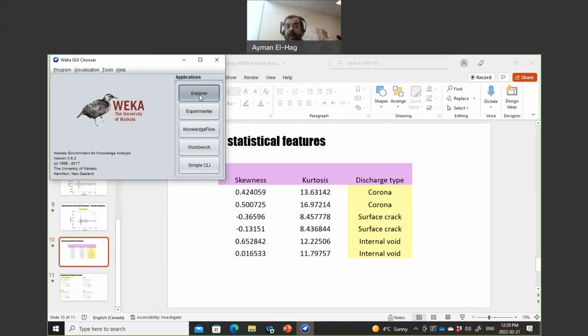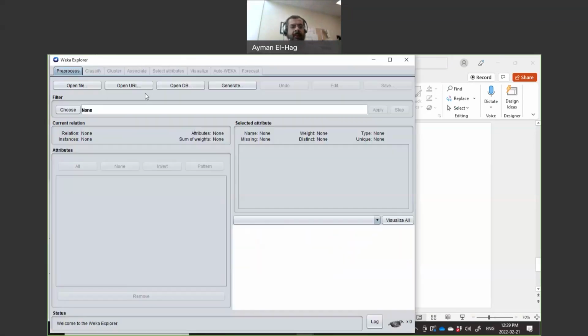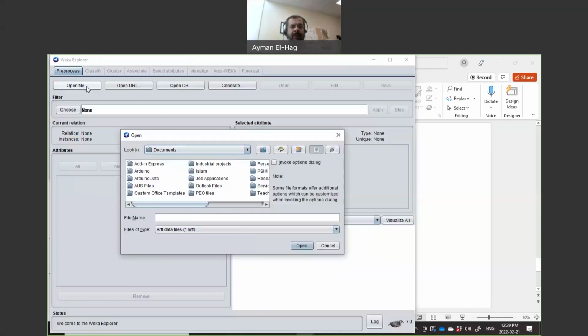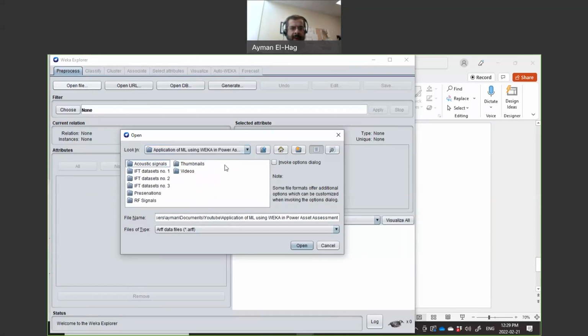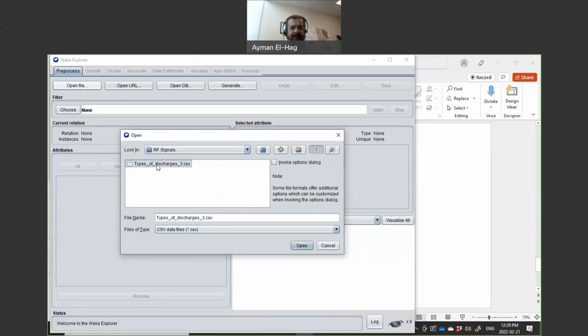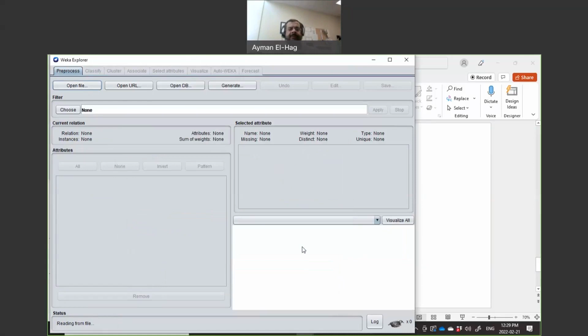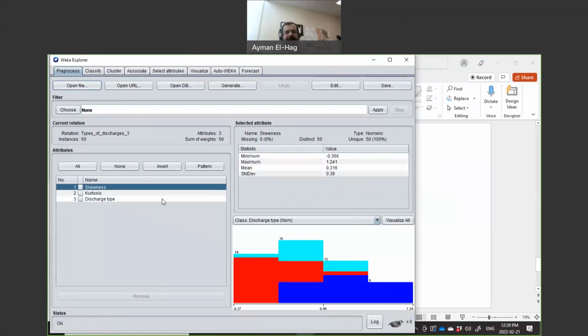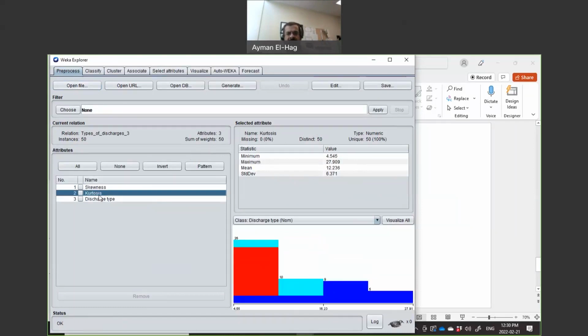So we will choose Explorer as usual, and then we will open the file. Okay, select our file. Our file is here. So we'll have here the RF signal. Choose the CSV file. Okay, there's nothing new here. This is everything, and this is our types of discharges file. Okay, so we have here the skewness. This is the minimum, maximum, mean, and standard deviation of the skewness, and this is for the kurtosis.